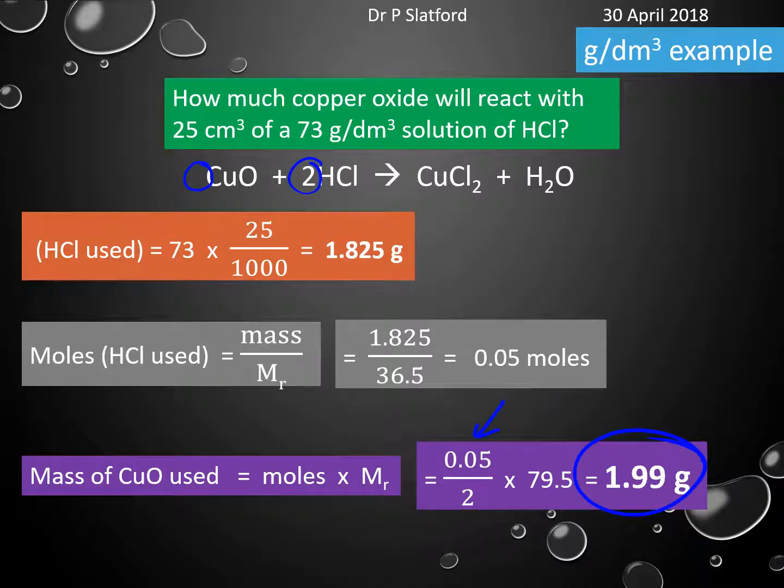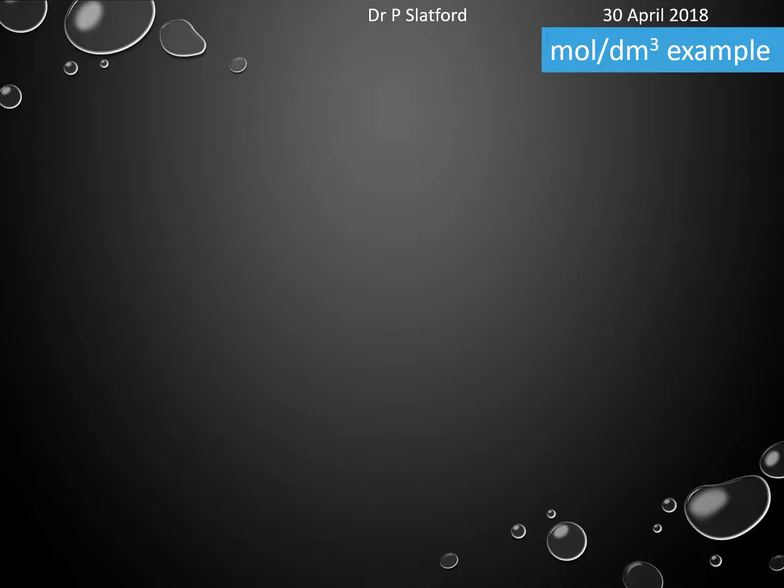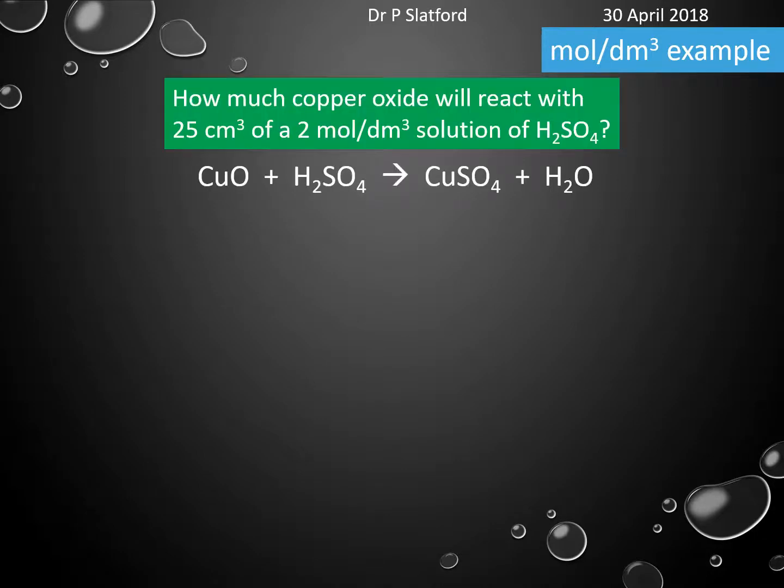We're going to do another example now in moles per decimeter cubed. Okay, so a similar reaction, except instead of HCl, I'm using sulfuric acid. So how much copper oxide will react with 25 cubic centimeters of a 2 mole per decimeter cubed solution of H2SO4? Now, sometimes actually you might be given a 2M, 2 molar, and 2 molar is the same as 2 moles per decimeter cubed.